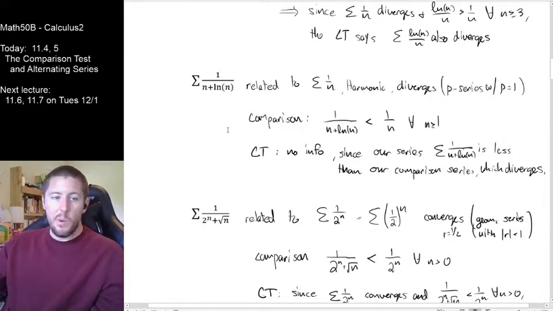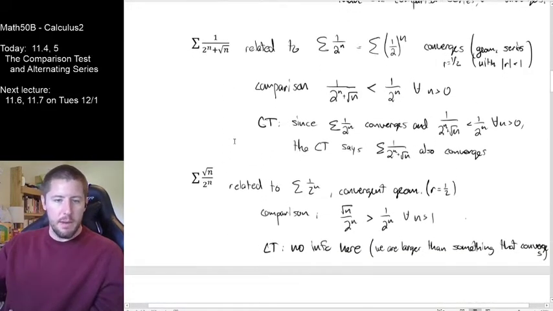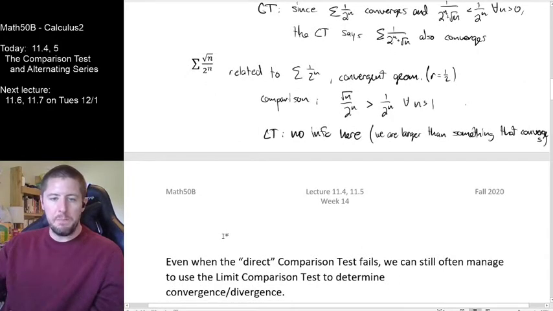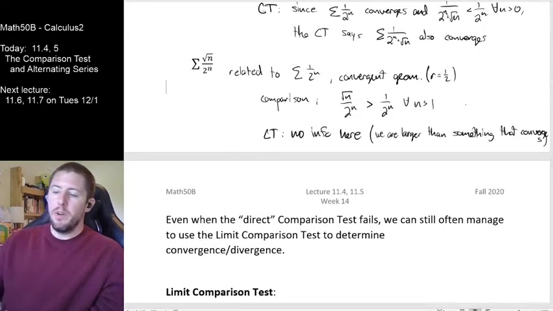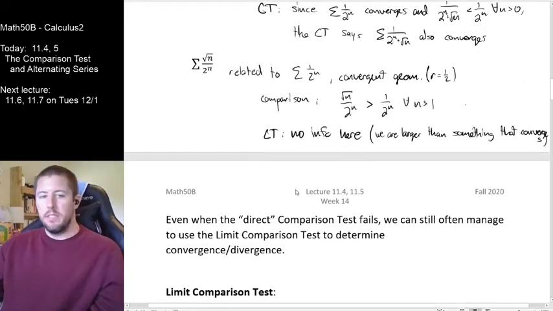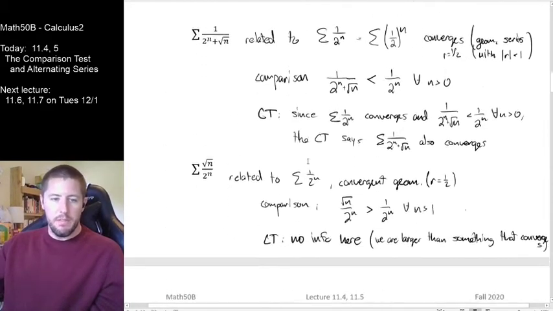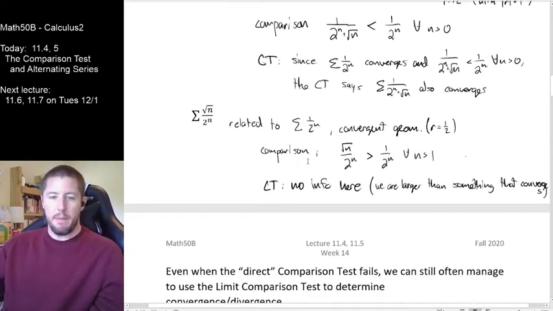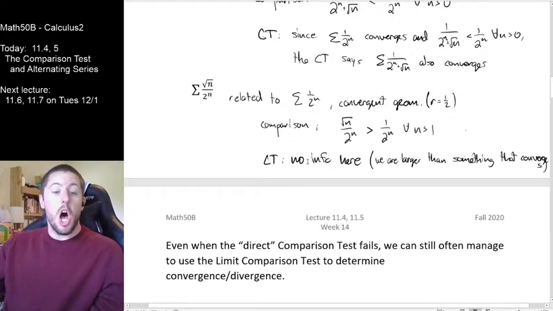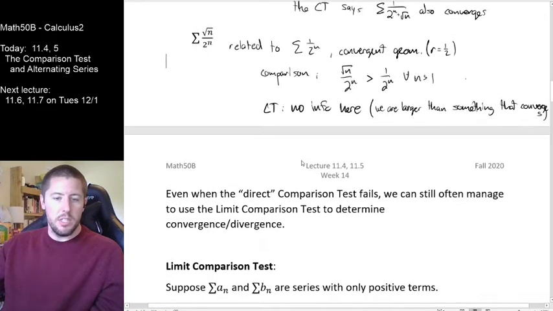So it's not always the case that you just try one comparison and say, well, we can't do it by the comparison test. There might be other comparisons you should try out there. I'm gonna look at some other possibilities though instead coming up here. So even when the direct comparison test, which is my longer form version of just the comparison test, fails, we can still often manage to use what is referred to as the limit comparison test to help us determine convergence or divergence.